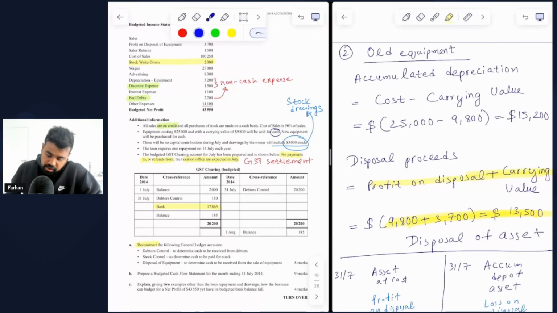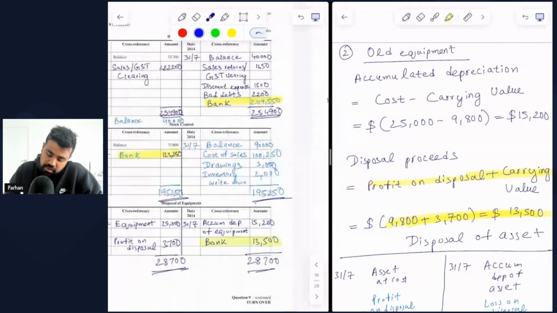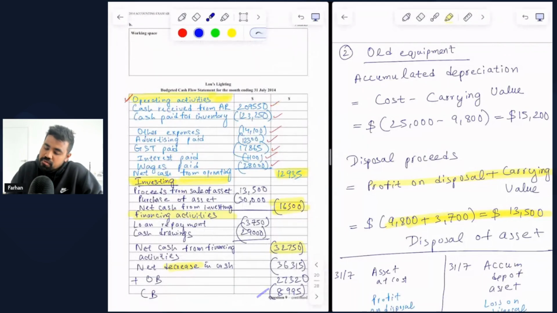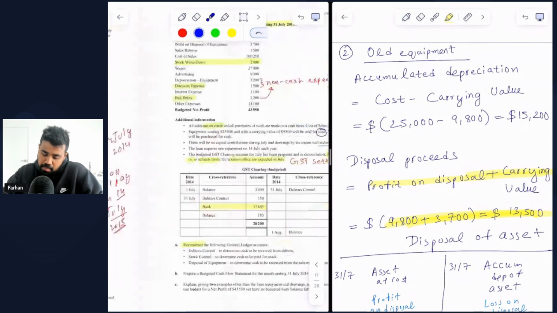All right, so part C is asking us to explain, giving two examples, other than the loan repayment and drawings, how the business can budget for a net profit of $43,550, as you can see here, and have its budgeted bank balance fall, which is what we have calculated to be negative 8,995 based on our closing balance. And this is verified by the bank overdraft within the current liabilities section for 31 July 2014 of $8,995. All right, so two examples.